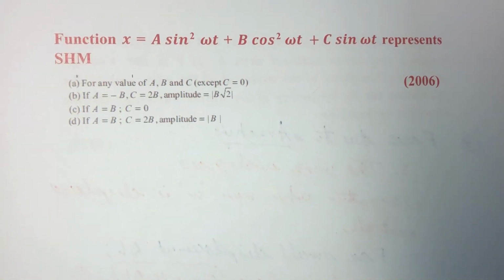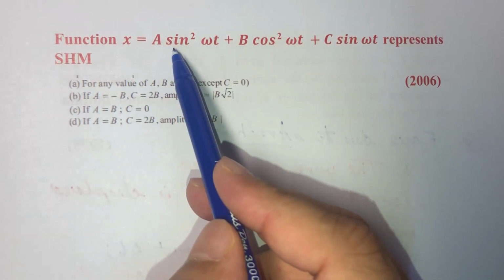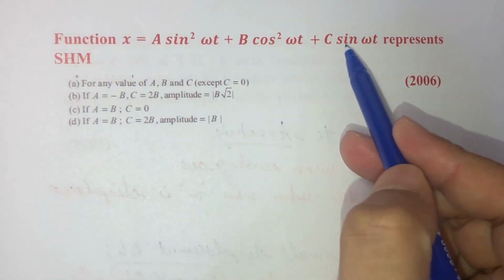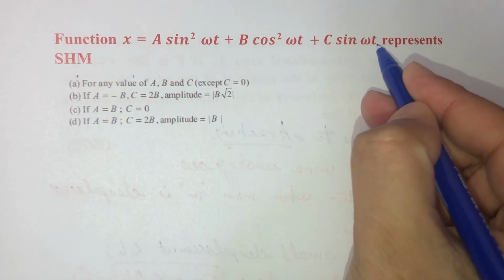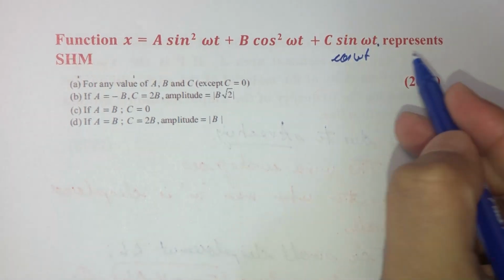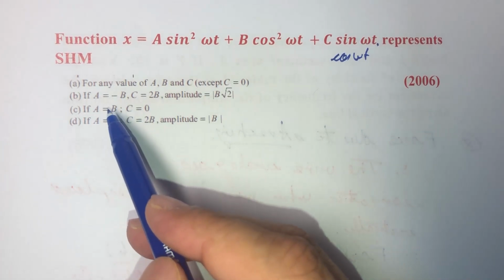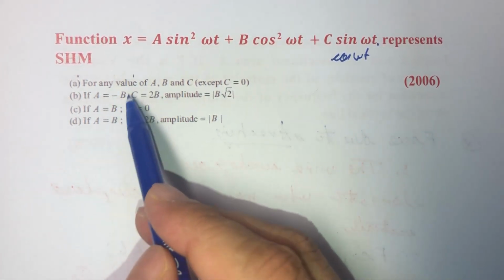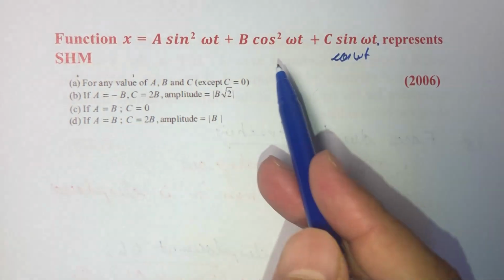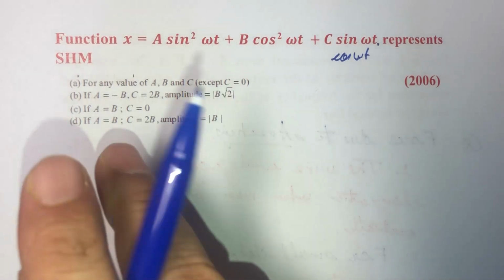Hello friends, today's question: a function x is given as a sine square omega t plus b cos square omega t plus c sine omega t multiplied by cos omega t, this term was missing. It represents an SHM, and we have to find out all these conditions, whether substituting this condition in the given equation, that particular final expression is going to behave as an SHM or not. Okay.